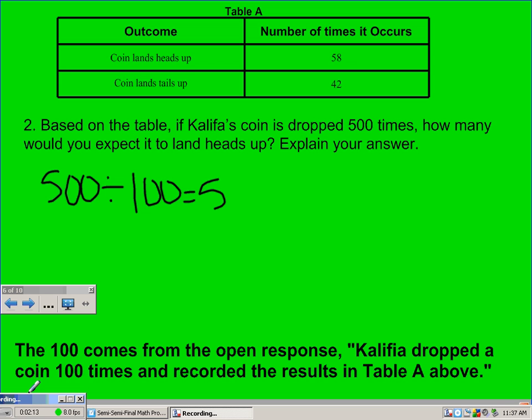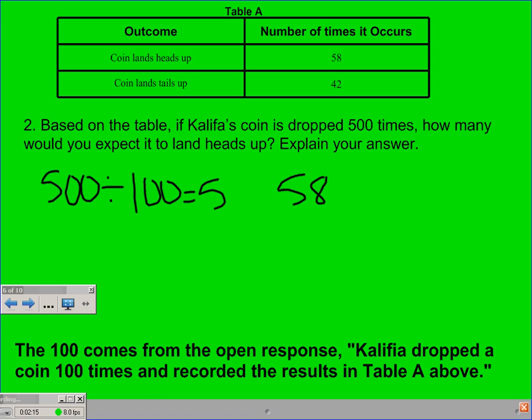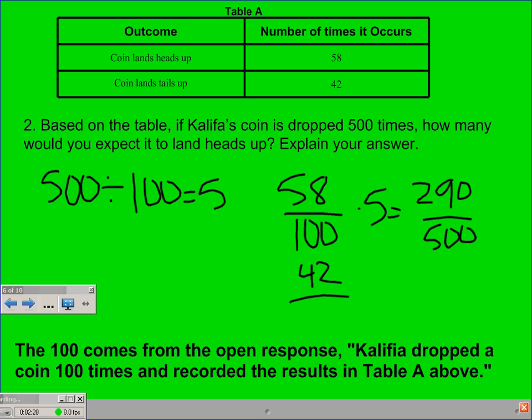So use 5 to multiply the probabilities you got from dropping the coins previously. 58 over 100 times 5 equals 290 over 500. 42 over 100 times 5 equals 210 over 500. Both 290 over 500 and 210 over 500 are theoretical probabilities based off of experimental data.